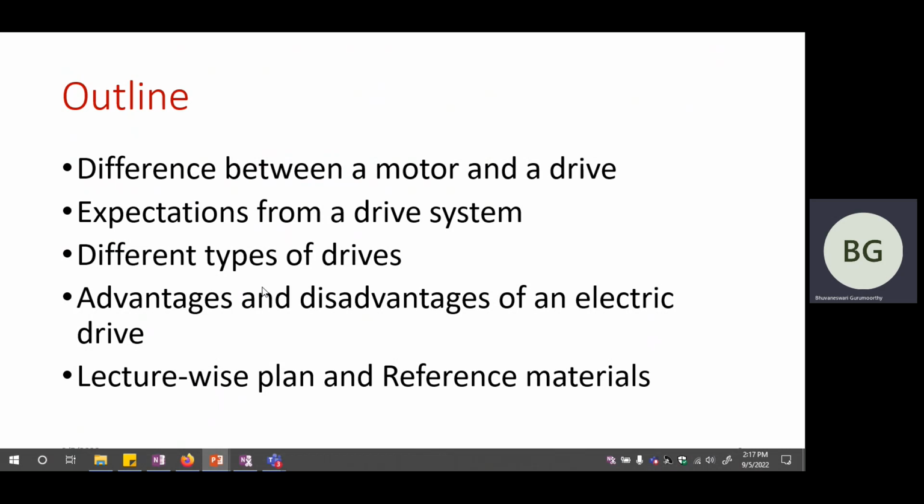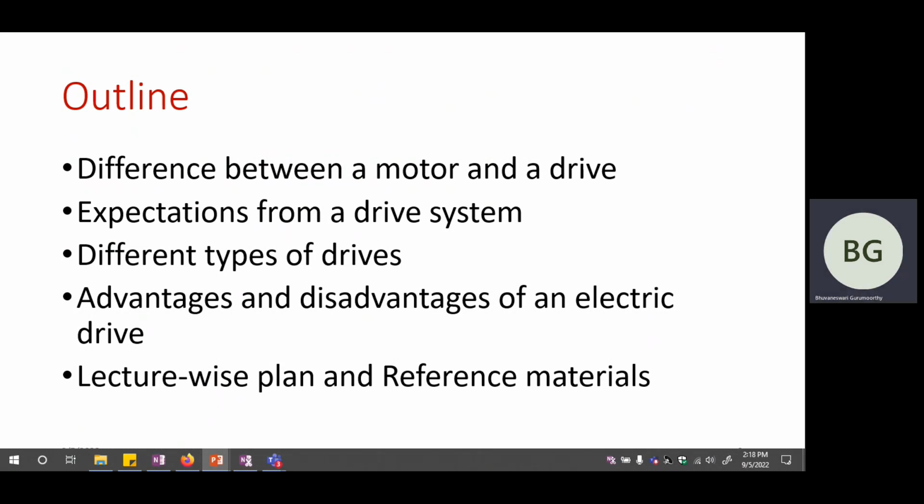Then, what are all the different types of drives that exist in the market? Until power electronics really came to the forefront, how exactly were the speed variation and the torque variations being handled, and how could people cater to the needs of different types of loads? That we will look at when we talk about different types of drives.